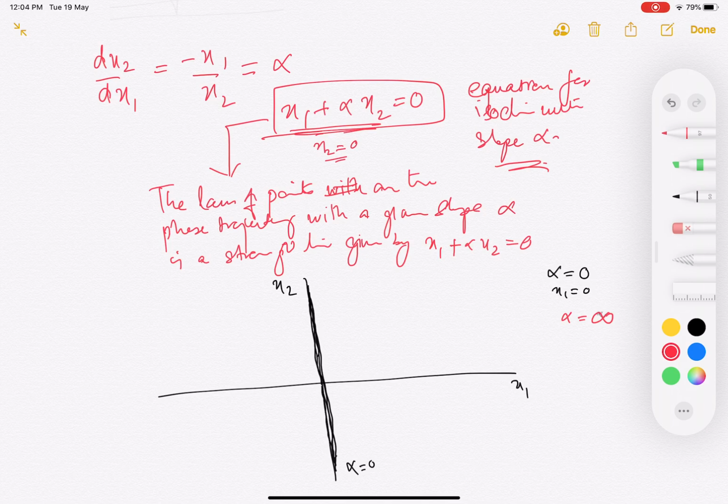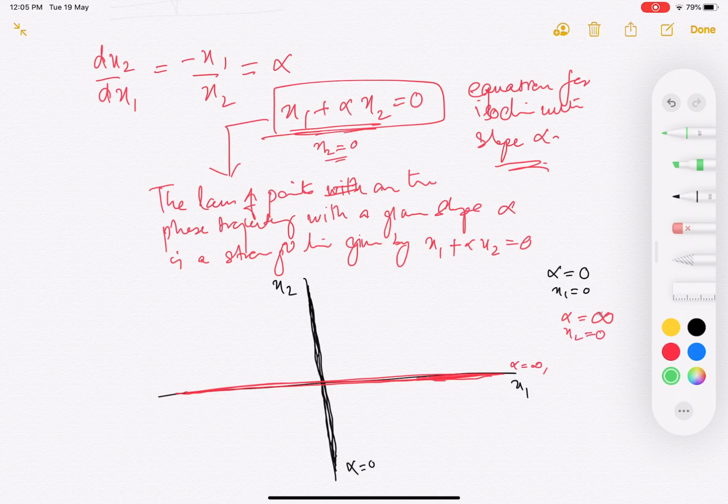And this is very easy because you can always substitute alpha by beta, where beta is 1 by alpha, and then do some calculations, and you will get x2 plus beta x1 is equal to 0. And when you say beta is equal to 0, you get x2 is equal to 0. So this is the line where your alpha is 90 degrees, right? Alpha is infinity, which actually means that the angle at which it is cutting this isocline is 90 degrees. So this is the line x2 is equal to 0.